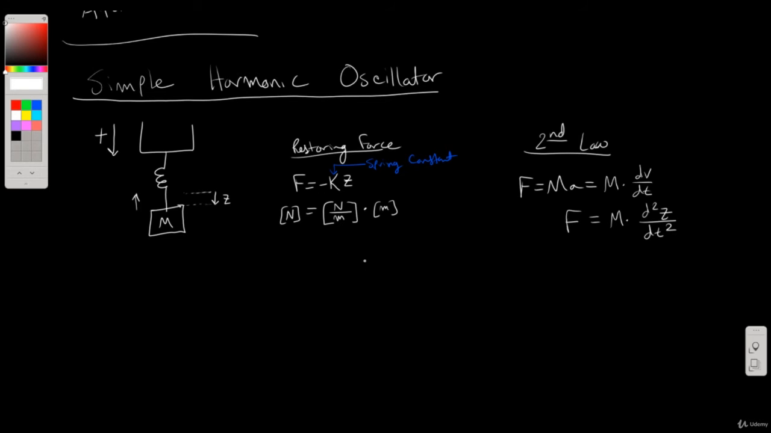And so of course we can relate the two. Let's see what happens when we equate them. We have F equal to minus kz, and F equals m times the second derivative of the position. So we have minus kz equals m d²z/dt². Sorry, there's an m here, and we can divide by m. Minus k over m times z is equal to d²z/dt².